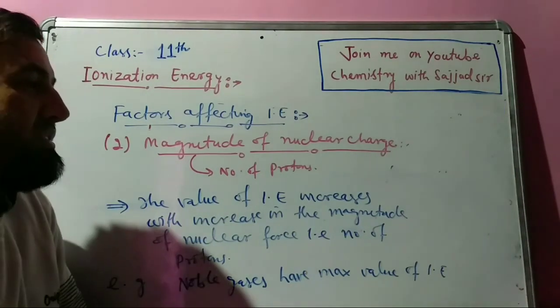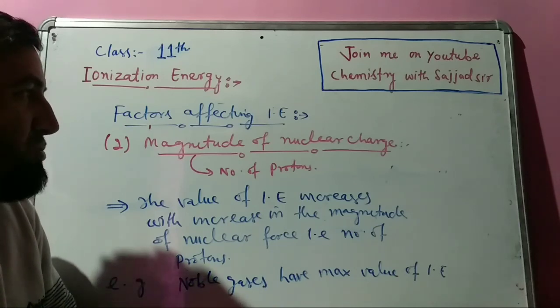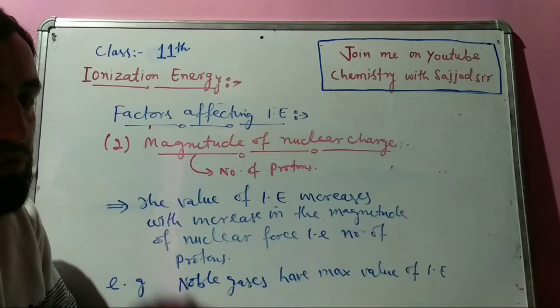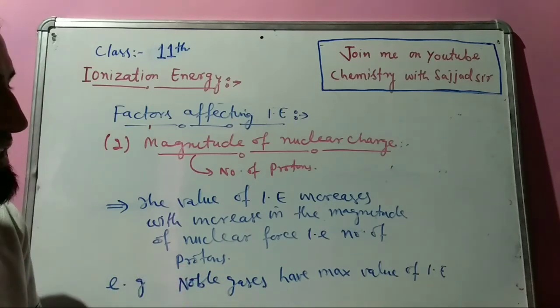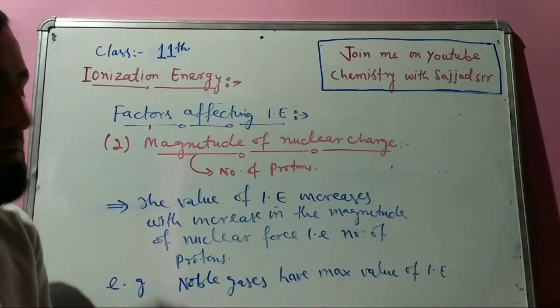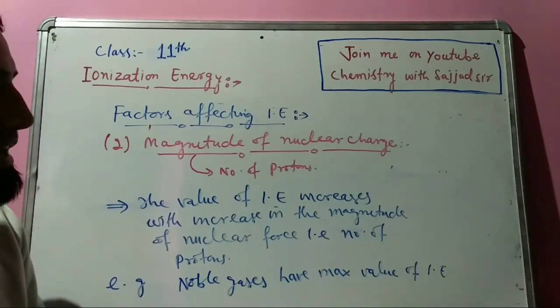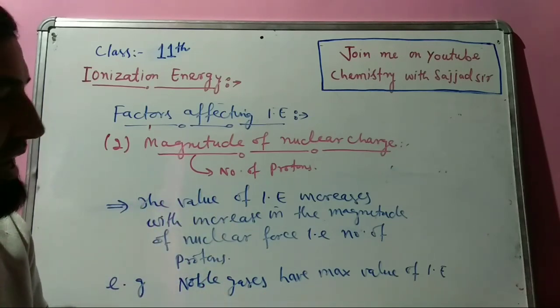So students, in this topic we have discussed about the ionization energy and the first two factors, that is the atomic size and the magnitude of nuclear charge, on which the ionization energy depends. And in next lecture we will discuss about two more factors, that is screening effect and the electronic configuration, and also we will discuss about the trends of this ionization energy in the periodic table.